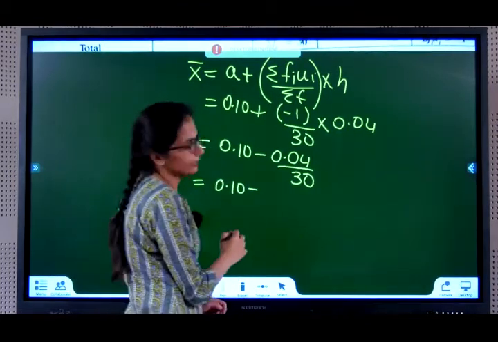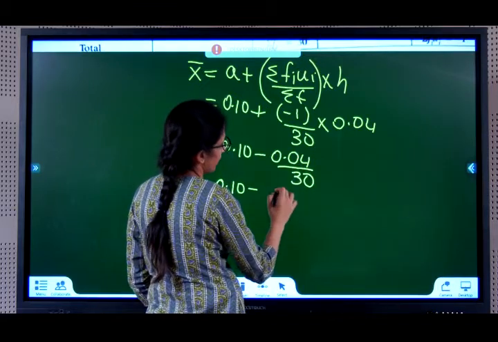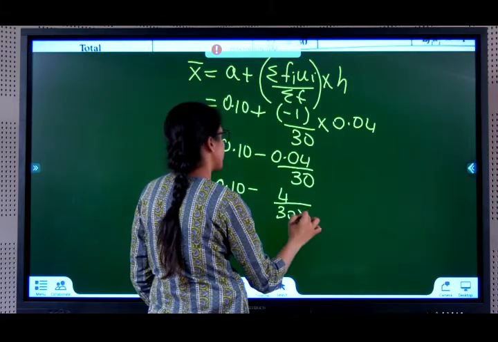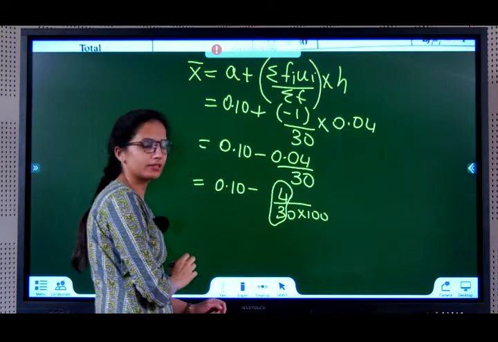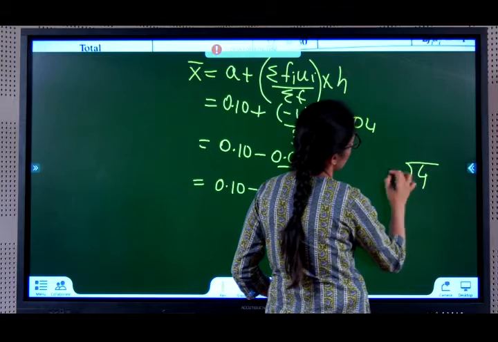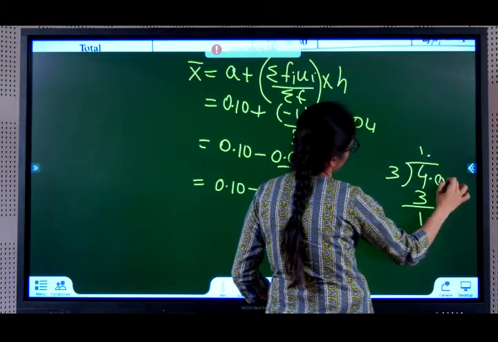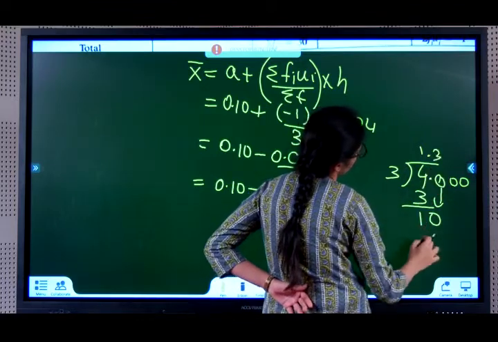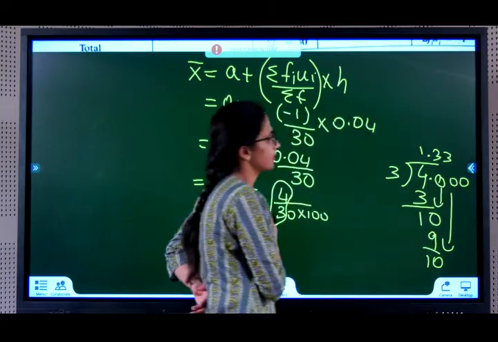0.10 minus, if I multiply this further, what happens? Multiply and divide with 100. So it becomes 4 by 30 into 100. Just do 4 by 3. Keep all the zeros as it is. So 4 by 3. 3 ones are 3, remainder 1. 0.000. Bring down a 0. So 3 3s are 9. Bring down a 0. 3 3s are 9.